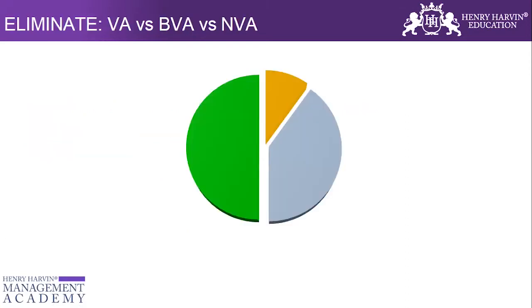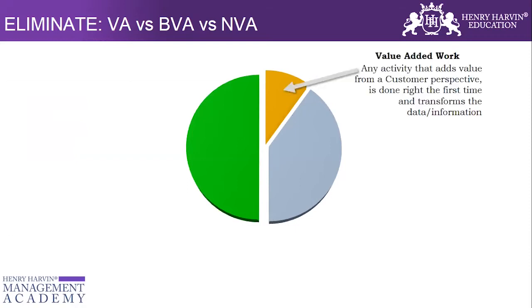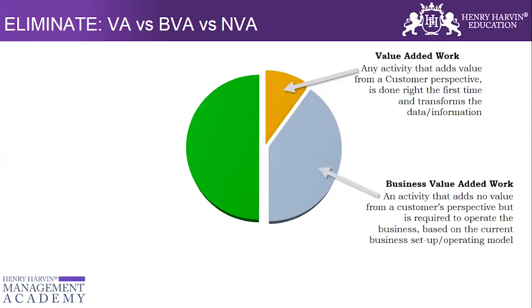Now we're going to talk about certain topics within process mapping, which is called VA versus BVA versus NVA. What is VA? VA stands for value added work. Any activity that adds value from a customer perspective, is done right the first time, and transforms the data or information is value added work. Then business value added work: any activity that adds no value from a customer perspective but is required to operate the business based on the current business setup and operating model.